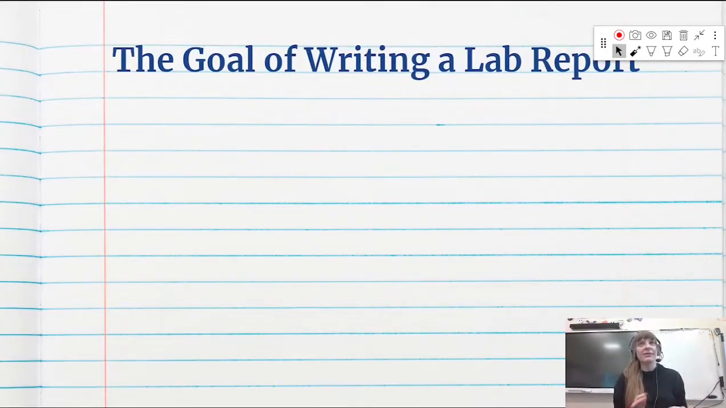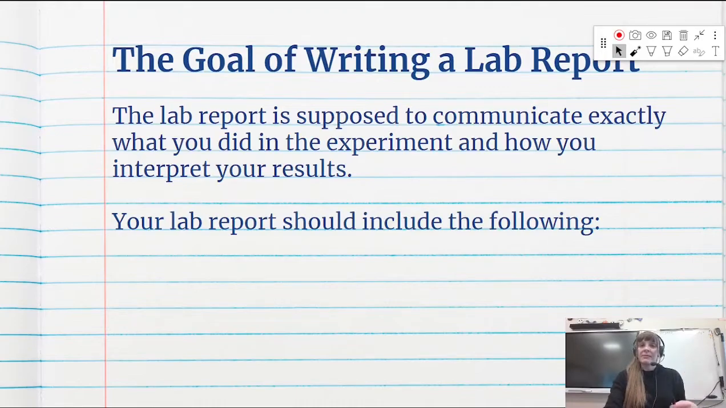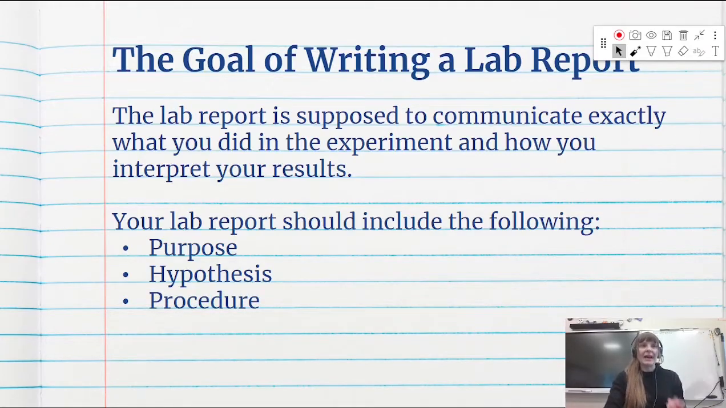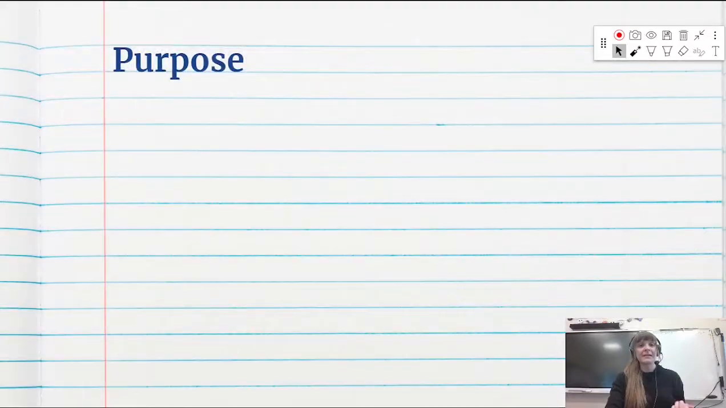So, what is the goal of writing a lab report? Well, a lab report is supposed to communicate exactly what you did in the experiment and also how you interpreted your results. It's supposed to be a way of telling people what you did, essentially. So, your lab report should include the following: the purpose of the lab, your hypothesis, your original hypothesis before you did the lab, your procedure, exactly how you did the lab, your results, the analysis of your results, and the conclusion. So let's go over all of the parts of a lab report.